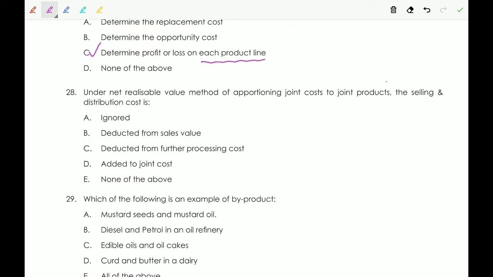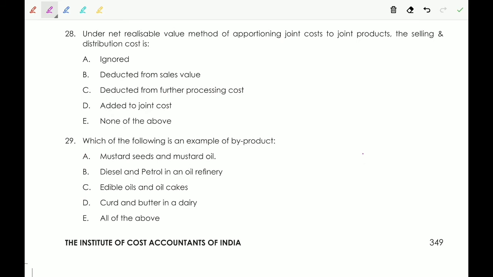Next 28. Under net realizable value method of apportioning joint cost to joint products, the selling and distribution cost is... So you're asking, under net realizable value method of apportioning joint cost to joint products, the selling and distribution cost is... What is the treatment? Selling and distribution cost is deducted from further processing cost. So which is the option? Option C is the answer. So the selling and distribution cost is deducted from the further processing cost.